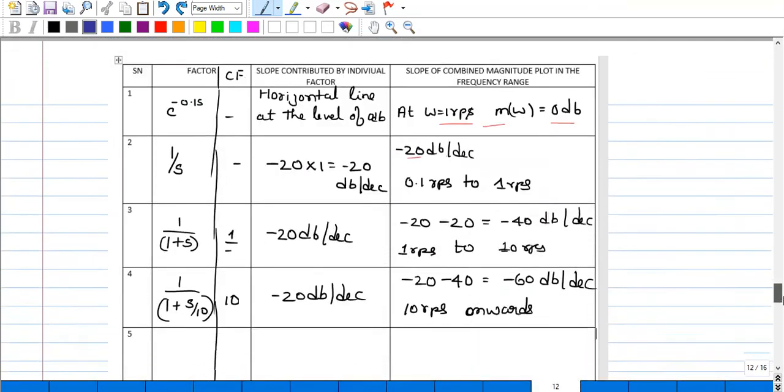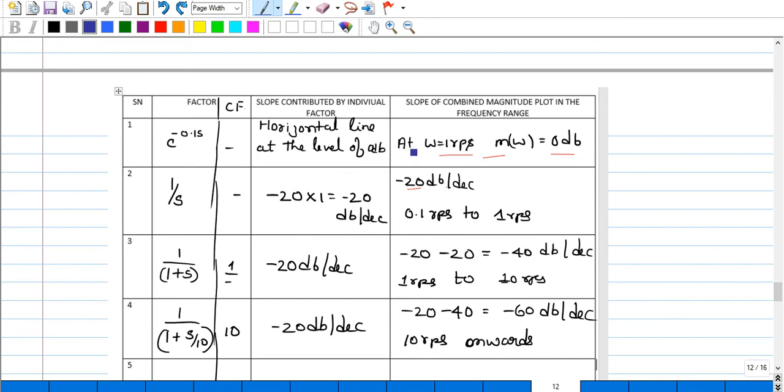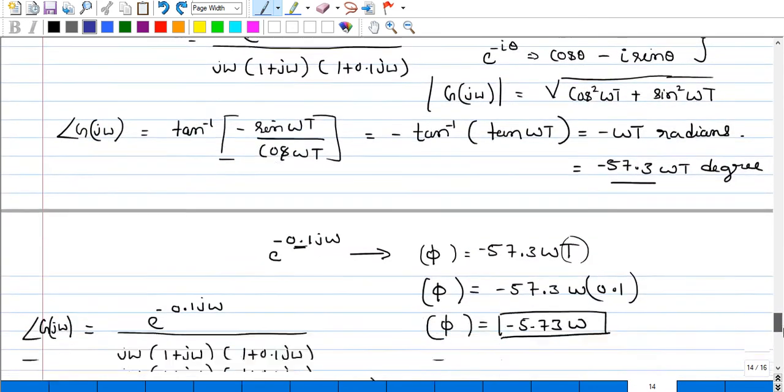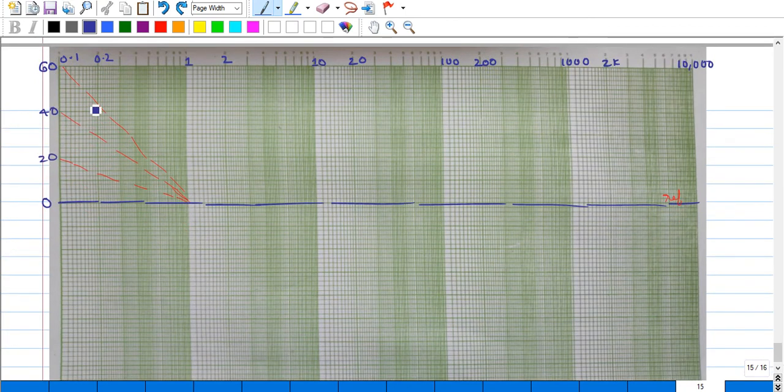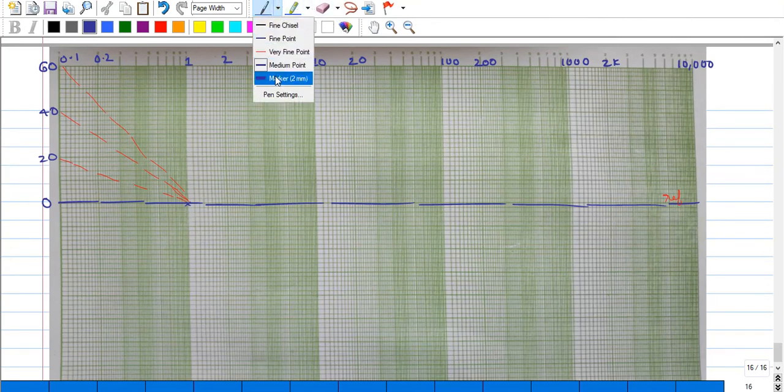Whereas in the present problem, if you see our 20 log K, we have assumed K as 1, and we have e raised to minus 0.1 s, that will be drawn at the origin, that is the 0 dB line. So again this point will be the reference for us. We shall draw a line from here, that is 0.1 RPS, exactly on the construction line. You need to draw a thick line. So this particular line will have minus 20 dB per decade.